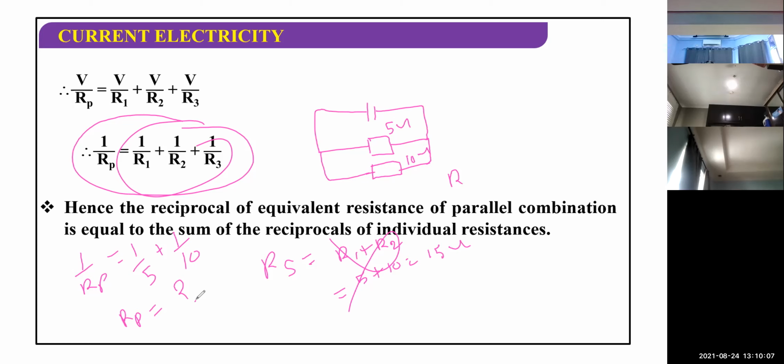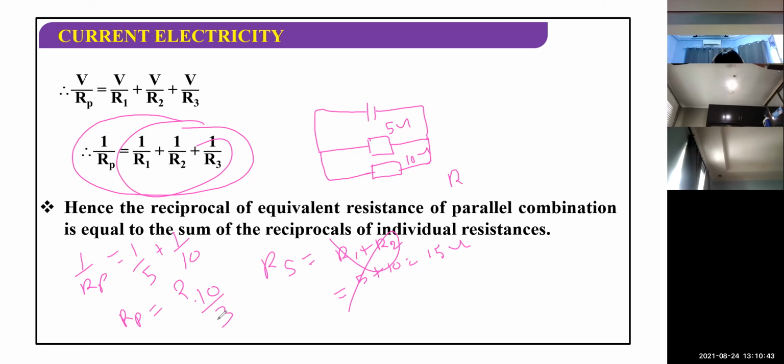Ananya said this, 3 by 10. Three by 10. This is 1 by RP. 1 by RP, Ananya. 1 by RP equal to 3 by 10. Am I right? But you have to calculate RP. You have to reverse. You have to reciprocate. Okay, so RP will be 10 by 3. So 10 by 3 means 3.33 something. That will be the answer.